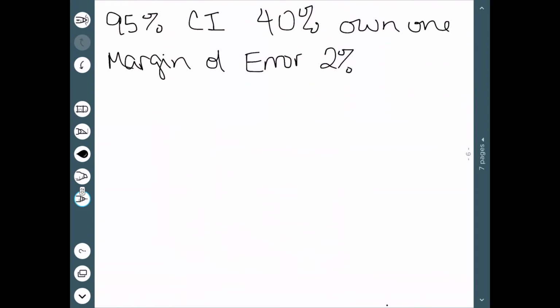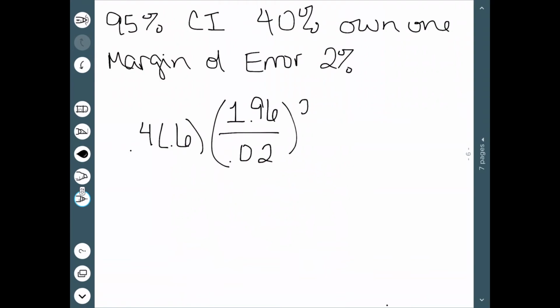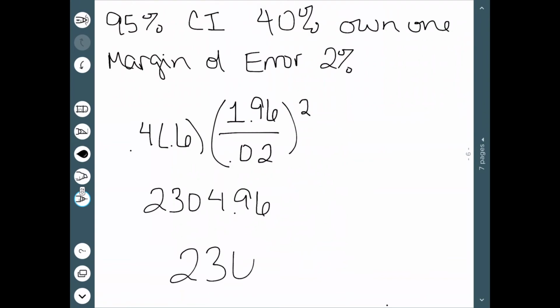So if I look at using my formula, I would have P hat, which I found to be 0.4. Q hat would then be 0.6 times Z. 95% confidence intervals gave Z to be 1.96 over my margin of error squared, which gives me 2304.96. So we would need 2,305 in our sample size.